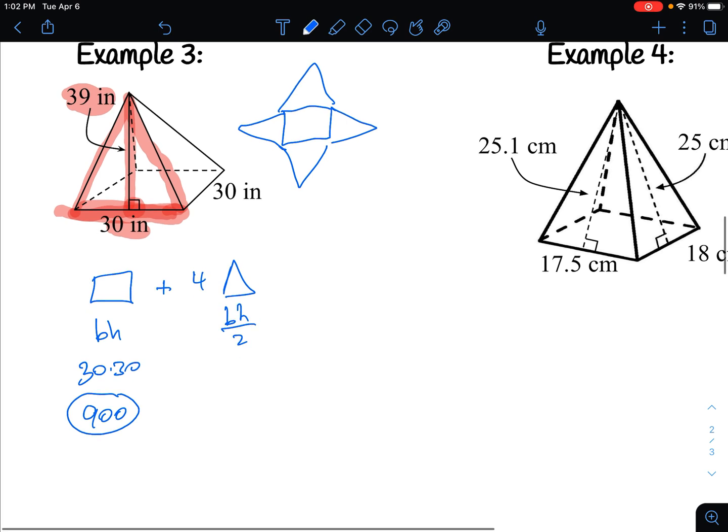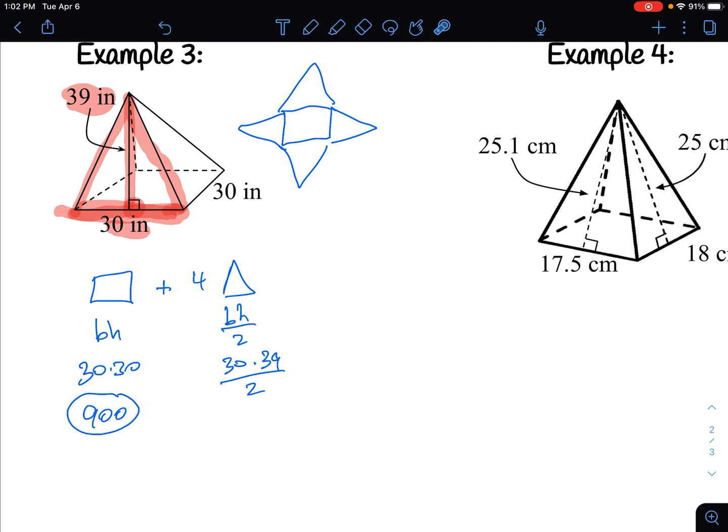Base times height divided by 2. And base is 30. Height is 39. And you need to divide by 2. And those of you wondering, like, hey, is it okay if I do height times base? What if I mix the numbers and do 39 times 30? You're going to get the same answer, so don't worry about it.